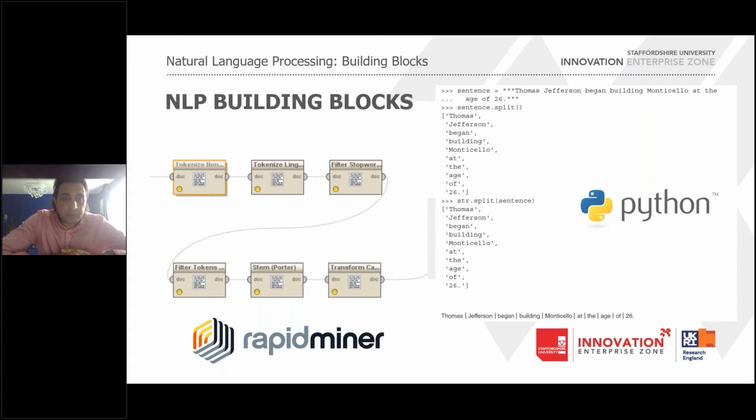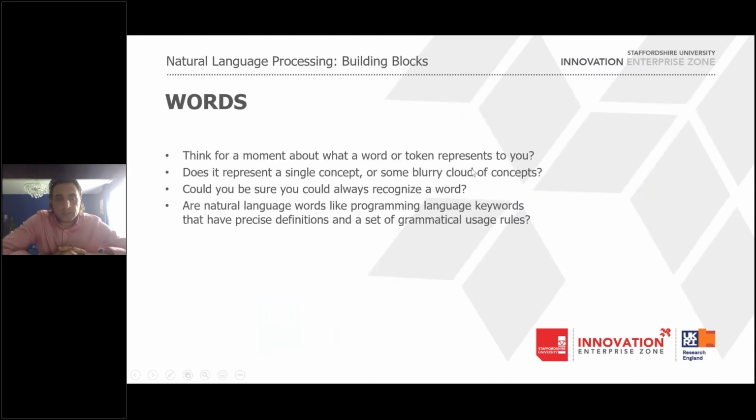So in RapidMiner, for example, you can use a tokenizer block, and you can have a stemmer block, and a number of different blocks to transform cases, for example from upper case to lower case, or to filter some stop words and the like. For Python, you need to use some commands like split, for example sentence.split, which splits your sentence into what we're going to call tokens and the like. So these are two examples, two platforms, which would allow you to build a natural language processing solution.